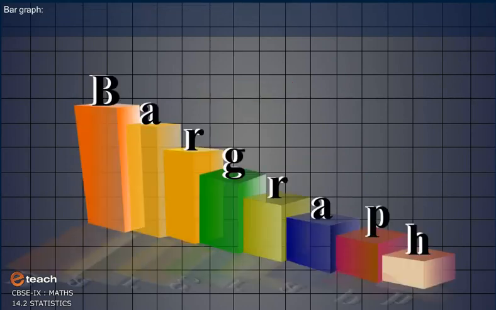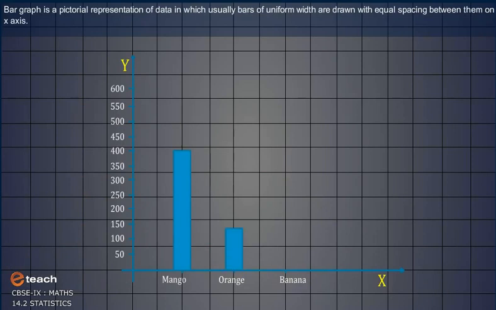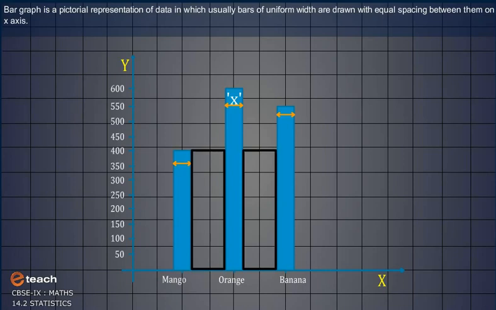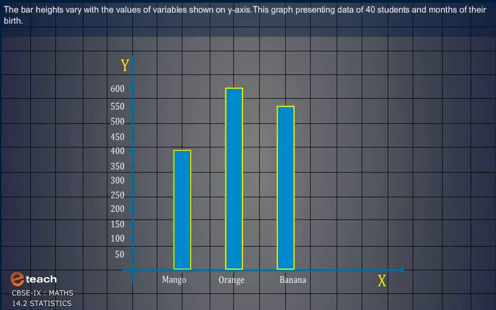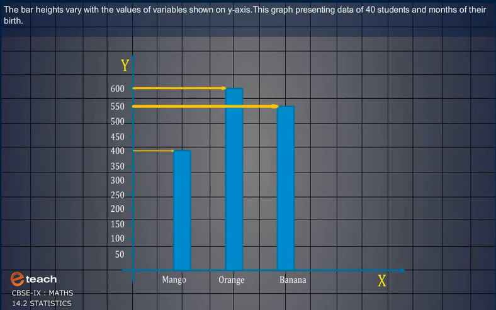Bar graph. A bar graph is a pictorial representation of data in which usually bars of uniform width are drawn with equal spacing between them on the x-axis. The bar heights vary with the values of the variables shown on the y-axis.